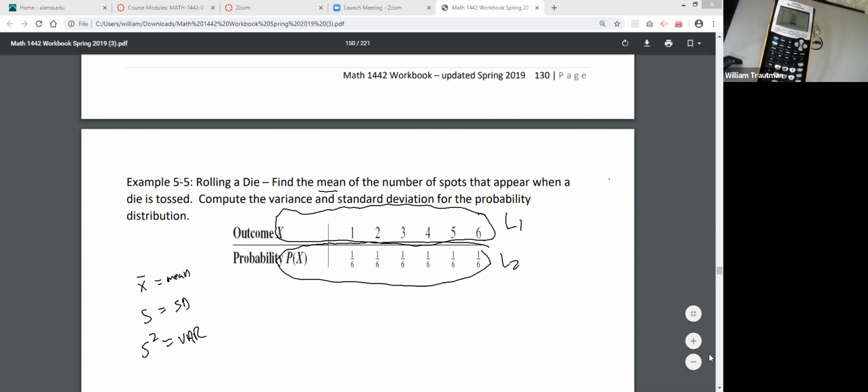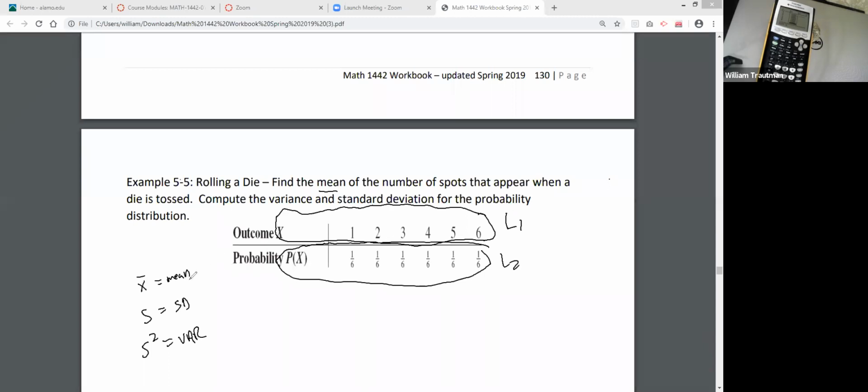And on the calculator, by the way, we're finding the mean, standard deviation, and variance for a frequency distribution, right? It's just not one list. We're using 2 lists. We're going to type in the X's in L1 and the probabilities in L2. Then we're going to go to stat, calculate, 1-Var Stats.